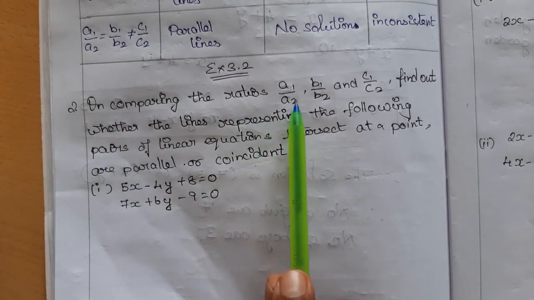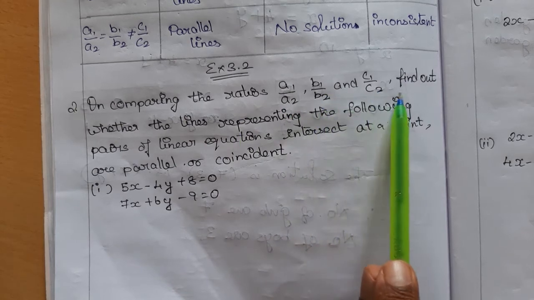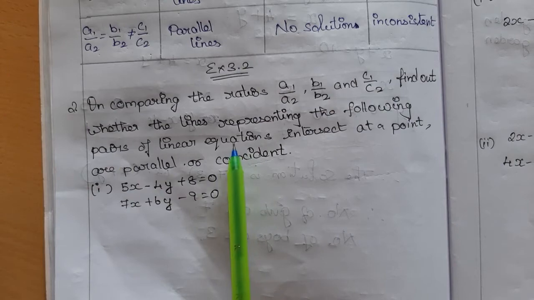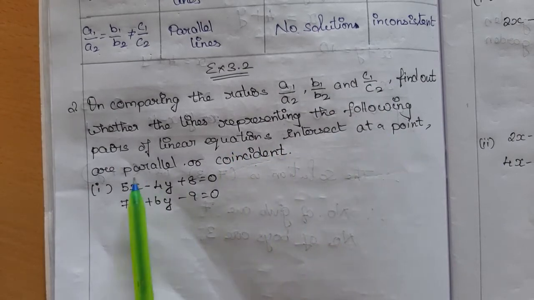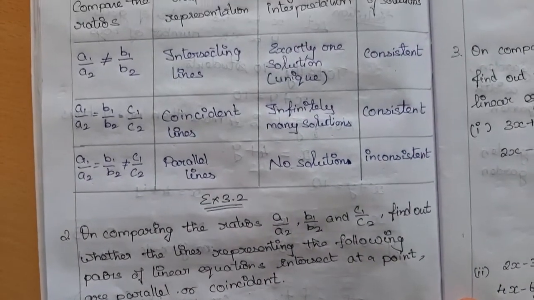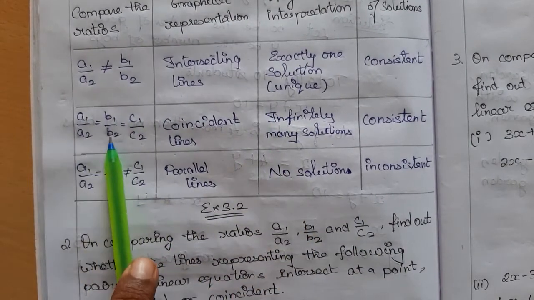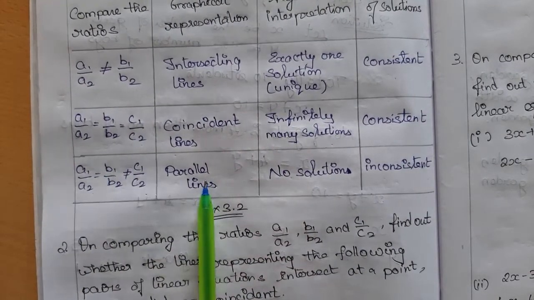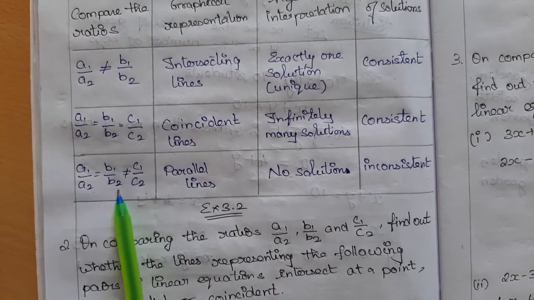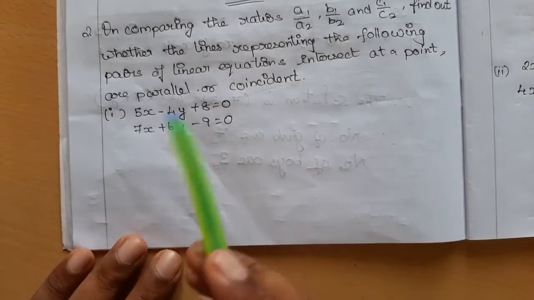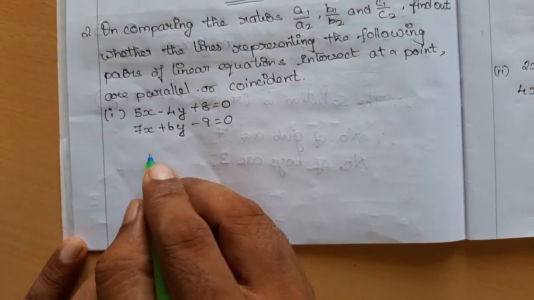On comparing the ratios of a1 by a2, b1 by b2 and c1 by c2, find out whether the lines representing the following equations are intersecting at a point, or parallel, or coincident. If it is an intersecting line, the ratios are not equal. If it is a coincident line, all three ratios are equal. If it is a parallel line, c1 by c2 will not be equal.